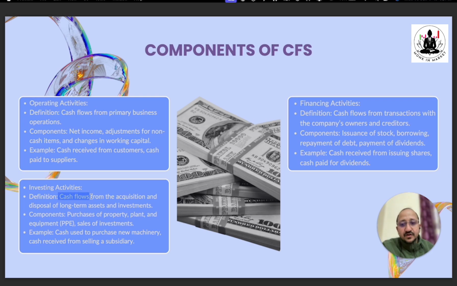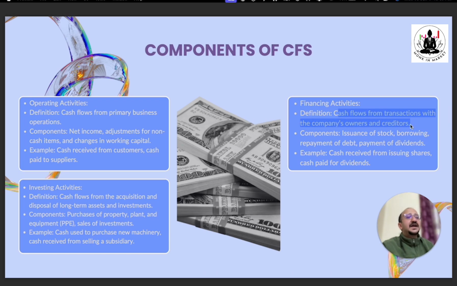Investing is cash from the acquisition or disposal of long-term assets. Maybe I am buying something or maybe I am selling my assets. That is called investing activities. It could be property, plant, sales of investments as well. These are the investments made by the company or liquidation of the investments. Financing activities are the cash from the transactions with the company's owners or the creditors.